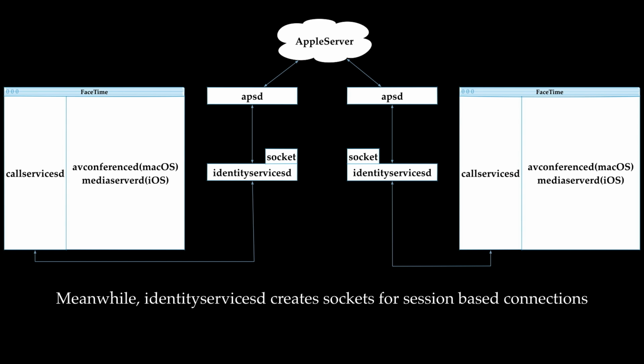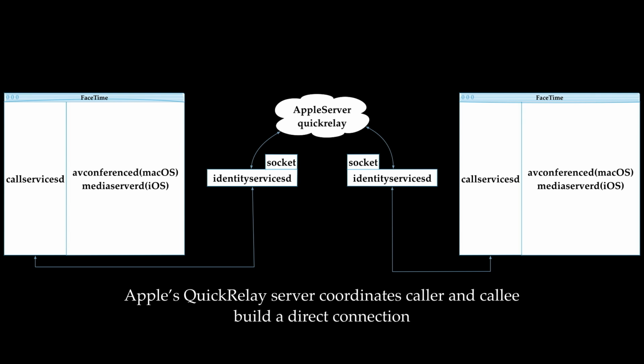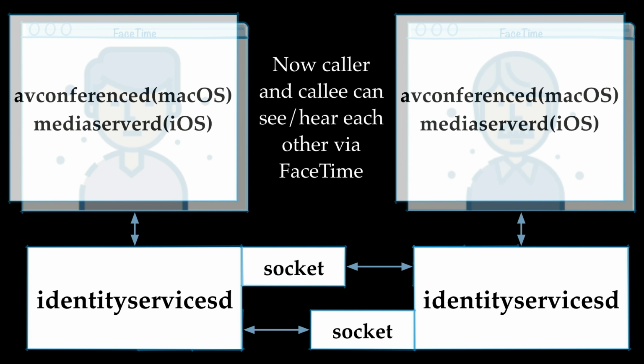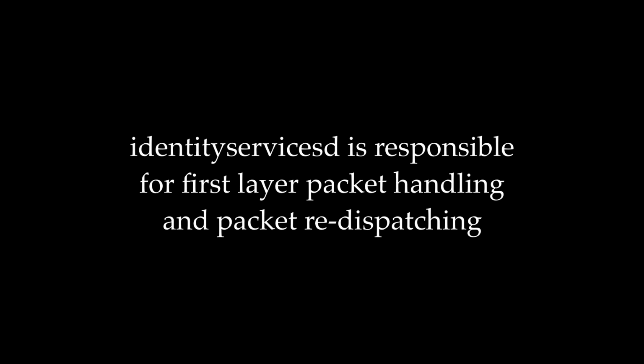And meanwhile, IDS Service D will create sockets for session-based connections, and there is another notification called Quick Relay. Apple Quick Relay server will coordinate the caller and callee to build a direct connection. But we don't give details here because a lot of the data in the Quick Relay notification is not controllable. And now the caller and the callee can see and hear each other with FaceTime. But in fact, all the data is now transferred through the socket with UDP or TCP.